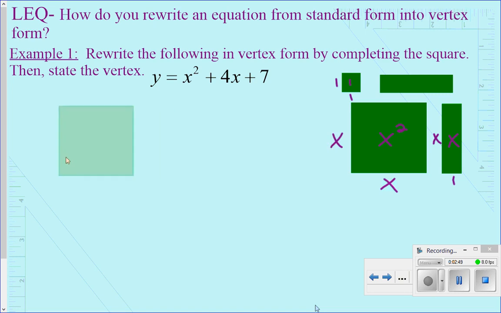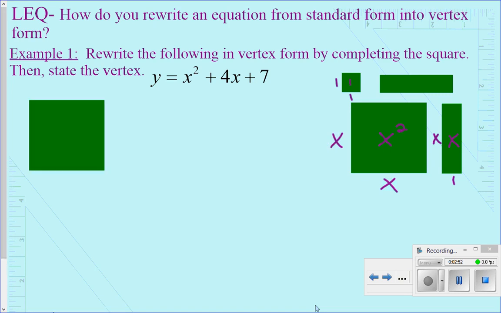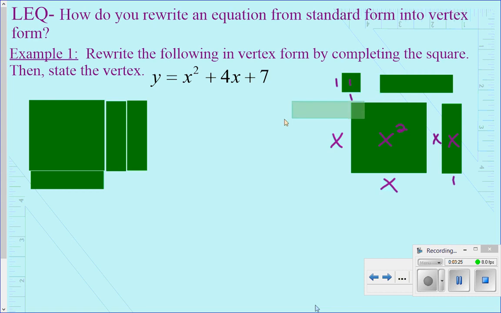So I'm going to use 1x squared. And I told students, go ahead and draw that in your notes. We need 1x squared. I need 4 x's. So I'm actually going to take 2 of the x's, and I'm going to use the vertical ones, and I'm going to place them to the right of the x squared. Then I'm going to grab 2 more because I need 4 total x's, but I'm going to grab 2 of the horizontal ones, and I'm going to place them underneath the x squared square.